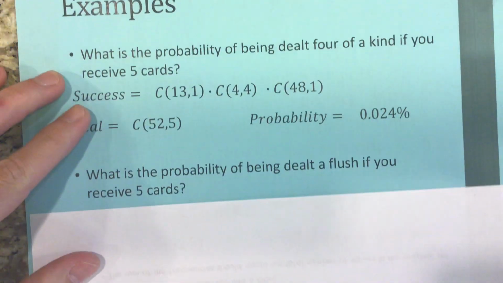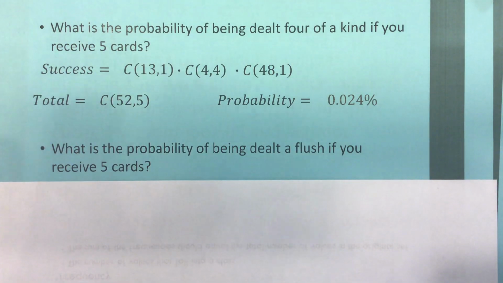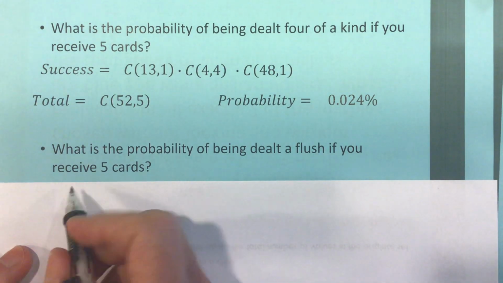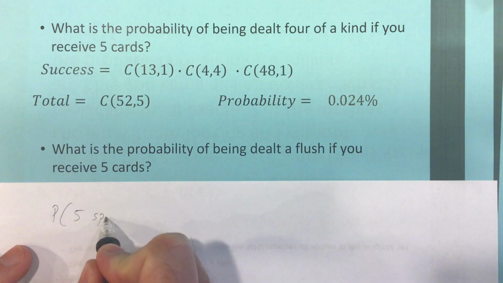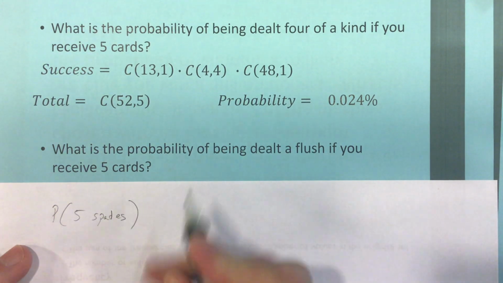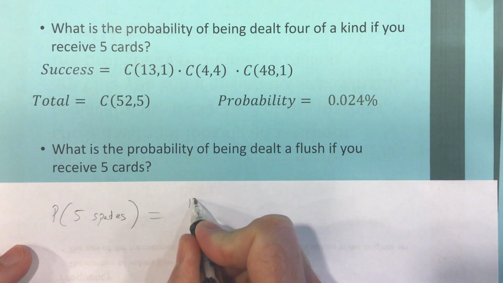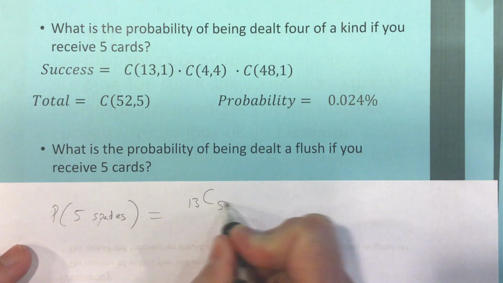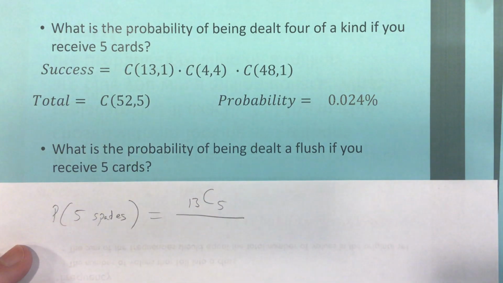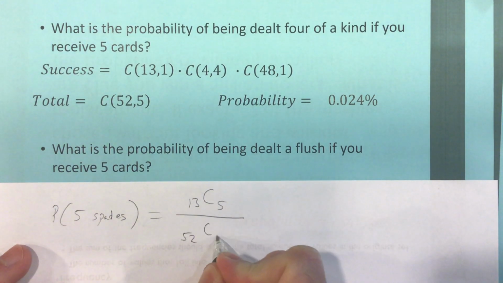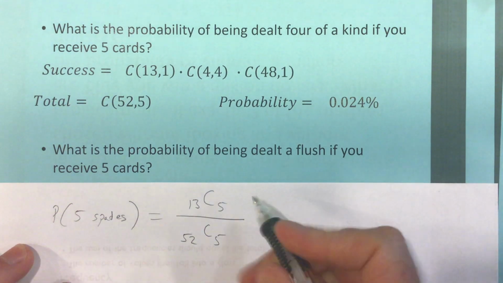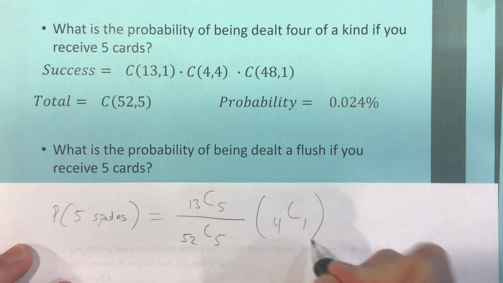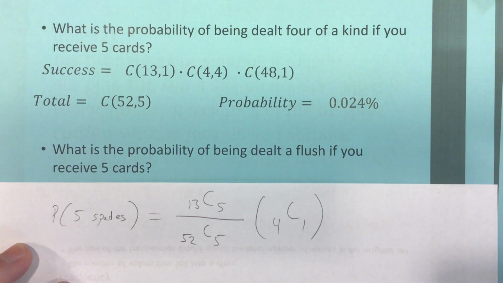So doing combinations here, pick any one suit. Let's say I want a flush in, I don't know, spades. So I want 5 spades. Okay, well, there are 13 spades. I need 5 of them. There are 52 cards. I'm taking 5 of them. Okay, but now there's more than 1 suit that would create a flush. There are 4 suits, and I need 1 of them. So there you go. That's the probability of being dealt a flush if you receive 5 cards.